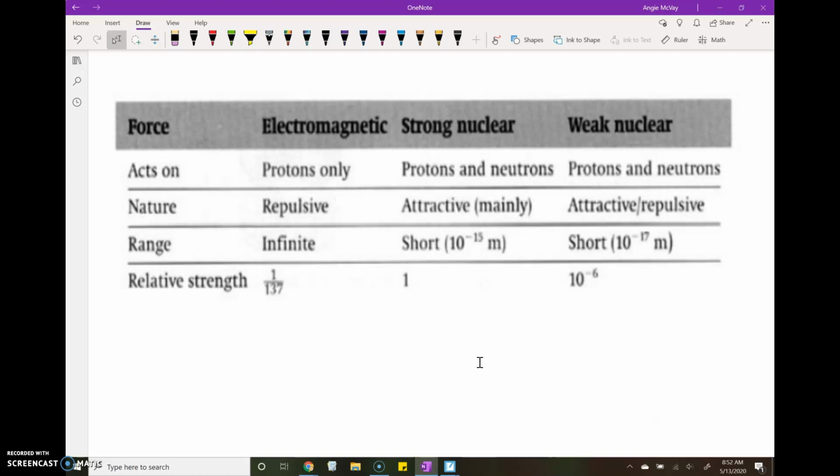All right, so the first force that we know about that acts within a nucleus is the electromagnetic force. The electromagnetic force acts on charge. That's modeled by electrostatic force equals K times Q1 times Q2 over R squared.